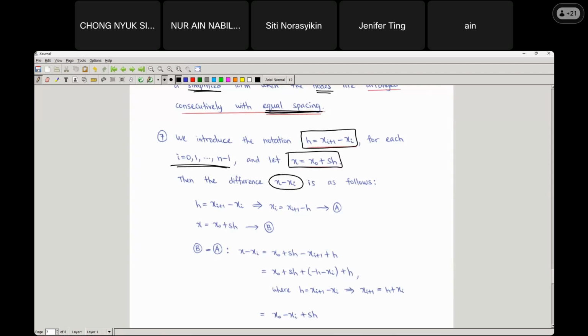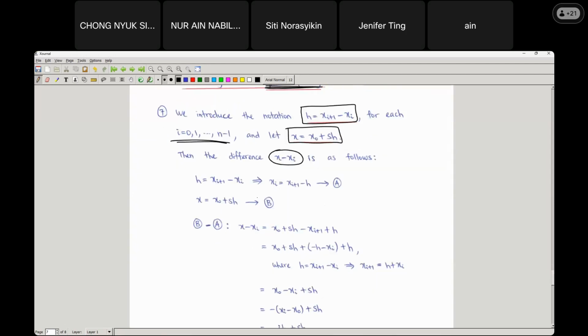So how can we get this formula? First, we know that h is equal to x_{i+1} minus x_i. Next, we can find our x_i by moving x_i to this side and moving h to the other side. So I will have x_i equal to x_{i+1} minus h. This is our equation A. And x equals x0 plus sh is from here. So this is equation B.